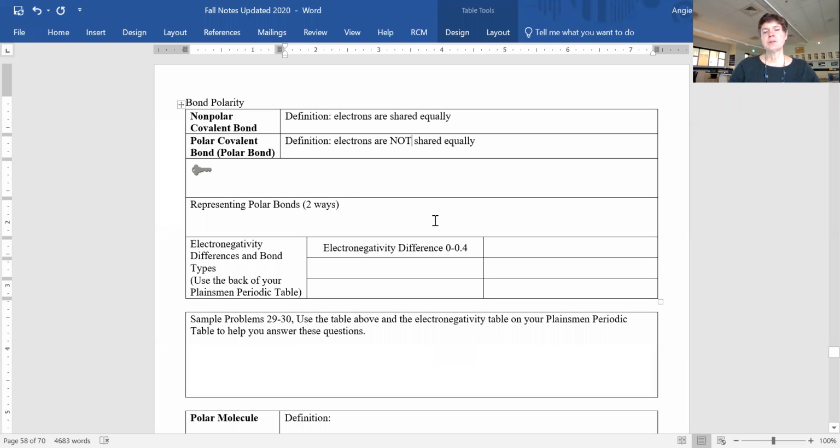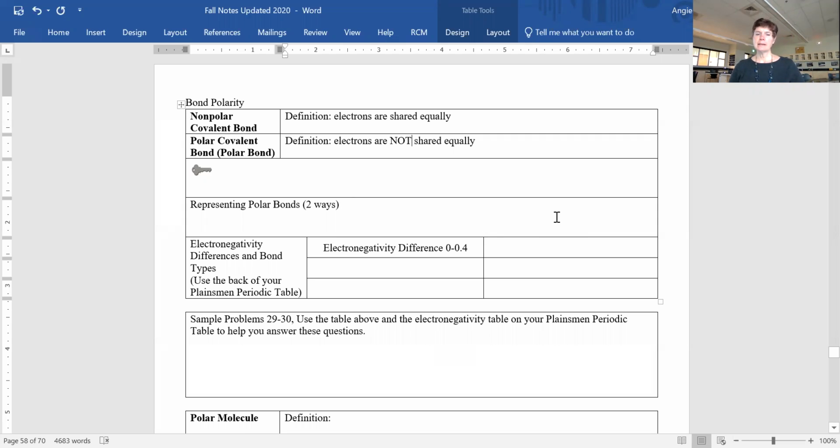Representing polar bonds two ways. You should show one with the hydrogen and chlorine with the plus arrow, with the arrow pointing toward the chlorine and the plus on the hydrogen side. And then for the other way, you want hydrogen bonded to chlorine with that delta positive near the hydrogen, delta negative near the chlorine. Okay, I don't have a way to draw those in here. That's why I did that on Canvas.